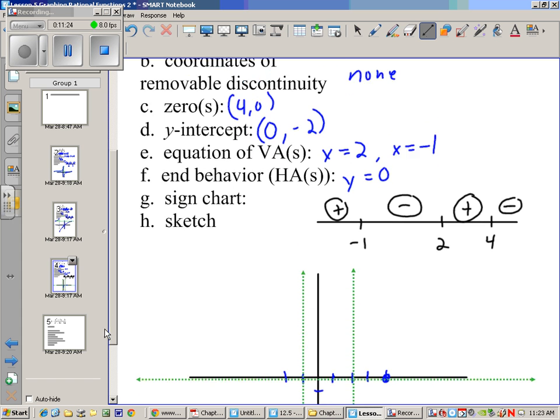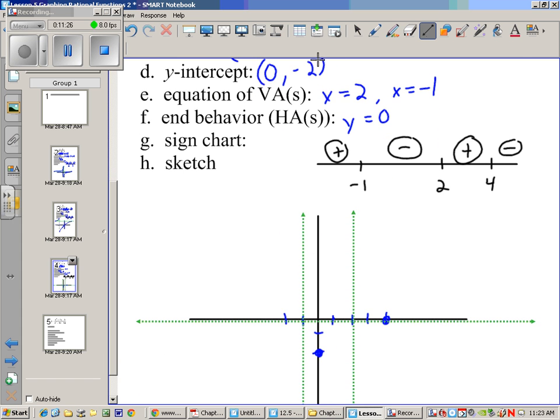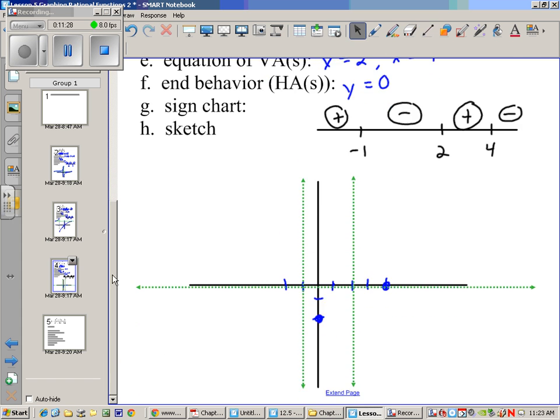End behavior is y equals 0, and this is our sign chart. Now let's use the sign chart to graph it. I did everything except for the graphing, just because that's probably the most confusing part. If I start on the left-hand side, it says that it has to be positive from here until it gets to -1. So that means it has to go up. Now between -1 and 2, in this interval, it has to be negative the whole time. So it has to start low, come up, and then end low.